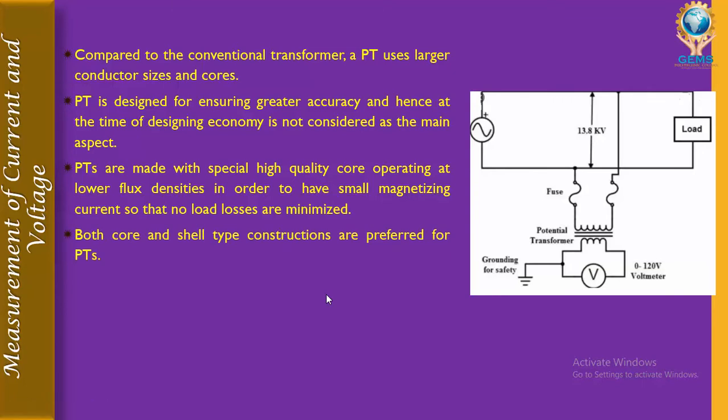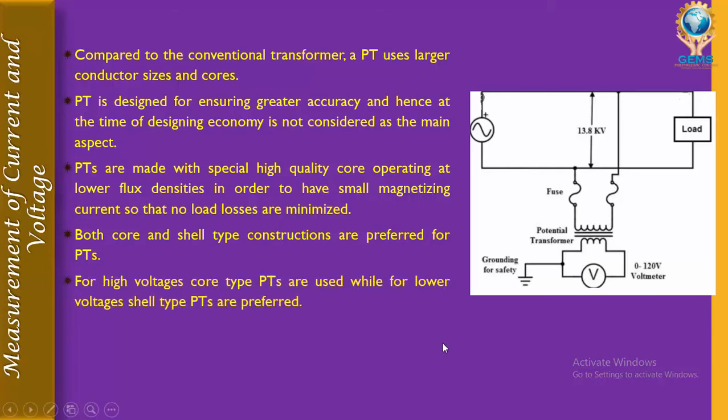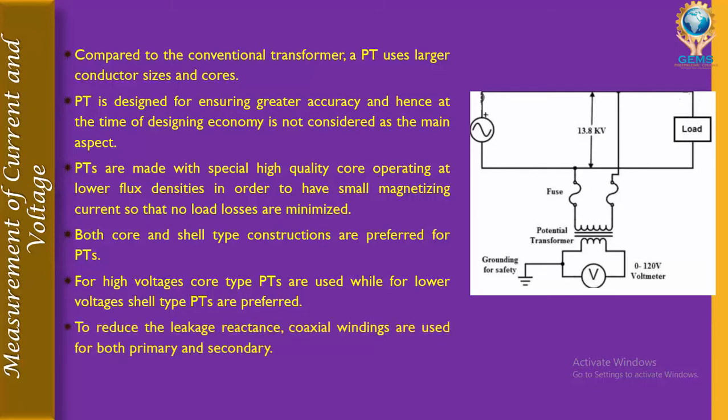Both core and shell type constructions are preferred for potential transformers. For high voltage, core type potential transformers are used, and for low voltages, shell type potential transformers are used. To reduce the leakage reactance, coaxial windings are used for both primary and secondary.